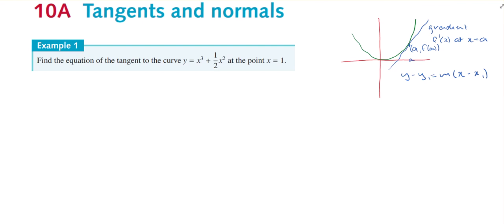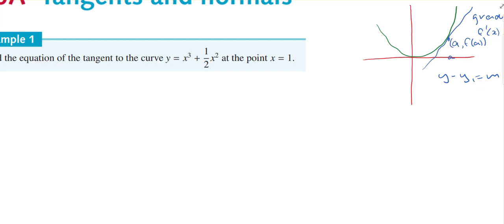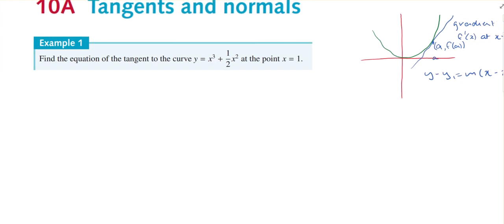So let's have a go at the example that's in there. We've got y equals x cubed plus a half x squared at the point x equals 1. The first thing is we need the derivative to get the gradient. So the gradient of the tangent is given by dy dx.